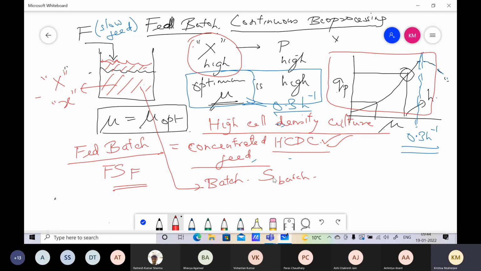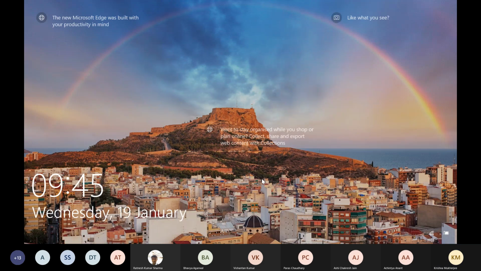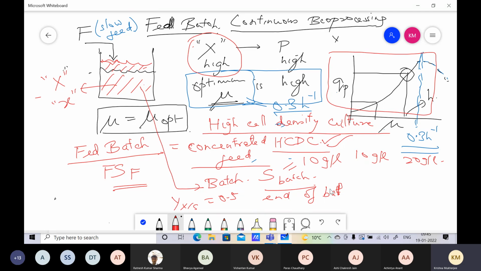S batch, and let us make very, very crude assumptions quickly so as to make life easy. S batch, for example, is 10 grams of glucose, plus, of course, nitrogen sources and magnesium and everything else, or maybe 20 grams. And let us say that, for example, Yx by S, the biomass yield, is 0.5. And if S batch is 10 grams per liter in the beginning, at the end of the batch, how much will be the biomass approximately? What will be the biomass at the end of batch? All the substrate will be consumed.